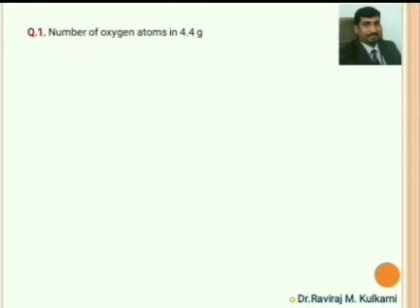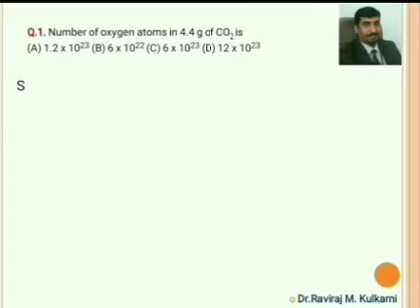We'll go to the first question now. Number of oxygen atoms in 4.4 gram of carbon dioxide is: 1.2 x 10^23, 6 x 10^22, 6 x 10^23, 12 x 10^23. Which option is correct? To solve this, you should know the molar mass of carbon dioxide. How to calculate this? 12 into 1, that is 1 carbon atom, 16 into 2, so 2 oxygen atoms, so 44 gram per mole.